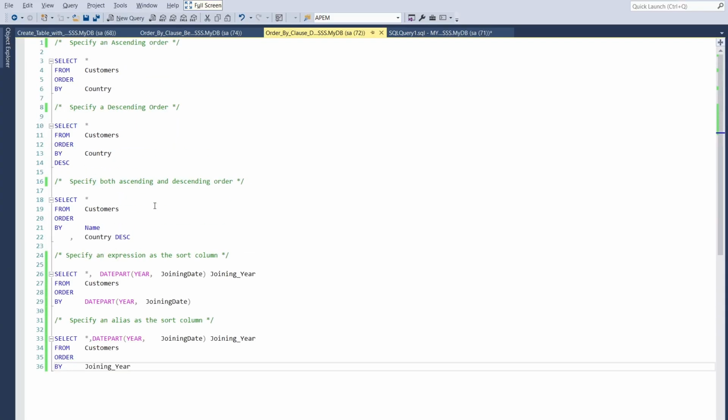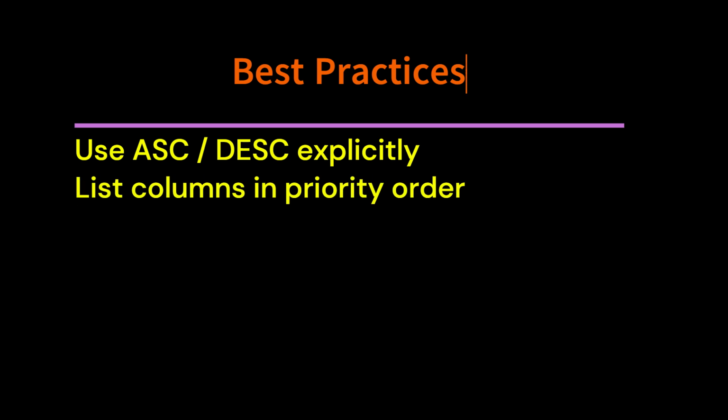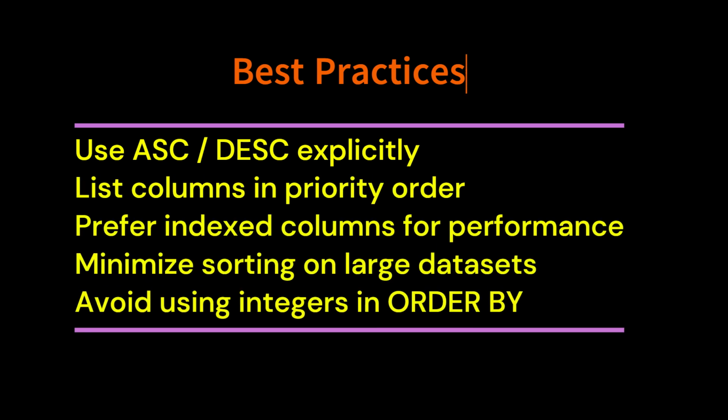Now that we've seen how order by works, let's go over some best practices to make your queries cleaner, faster, and more reliable. Best practices. Use ascending or descending explicitly. List columns in priority order. Prefer indexed columns for performance. Minimize sorting on large datasets. Avoid using integers in order by.